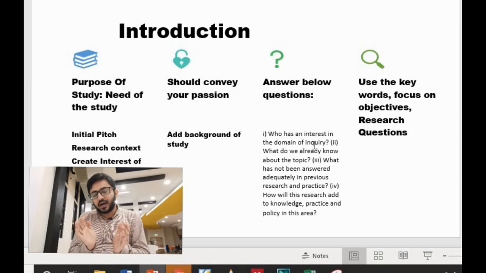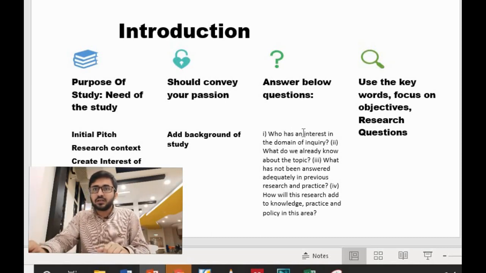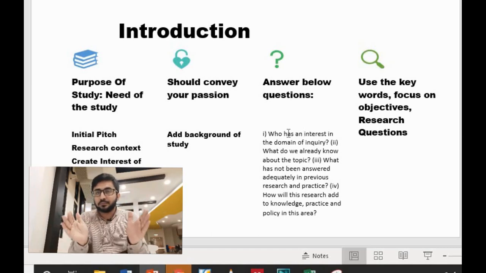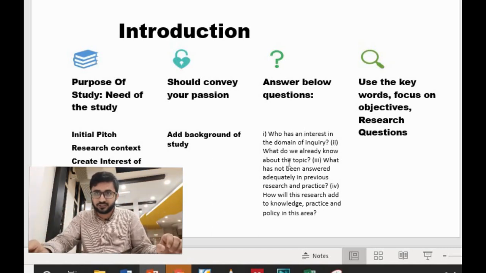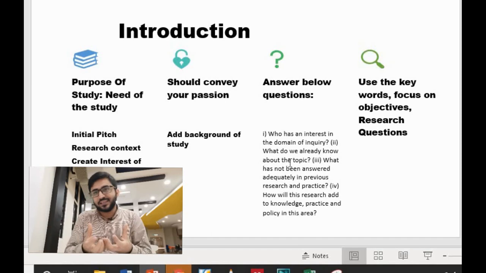I recommend you build an area of inquiry. In some areas you can become an expert. The first thing is that you have to know the main people in this industry, and you have to refer to their latest articles. The second question is: what do we already know about the topic? If you know who is working on this topic, then you know what they have given in their latest research work. And then you can say what has not been answered, or if it is answered, it is not answered adequately, or it is not in practice.